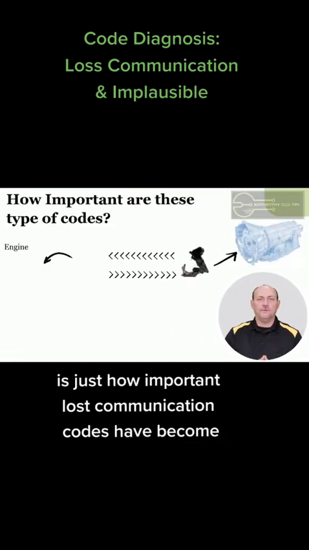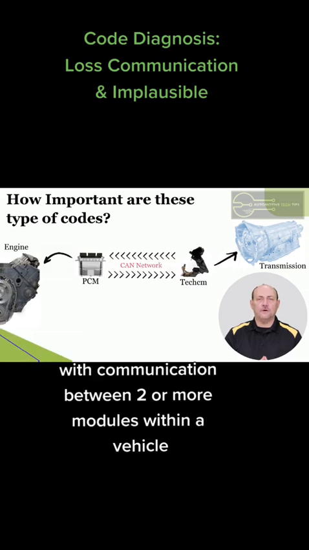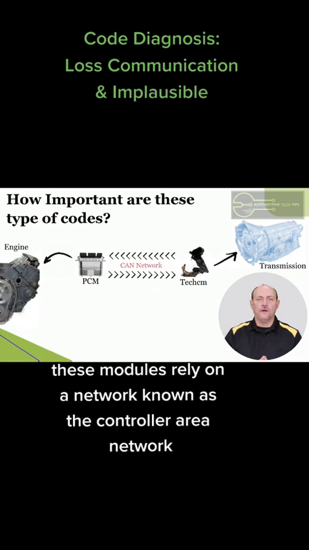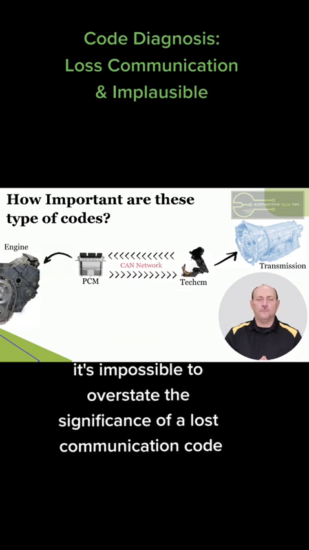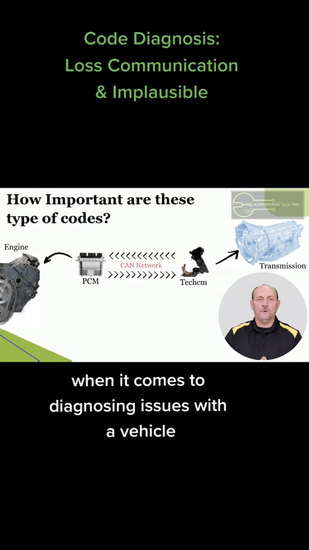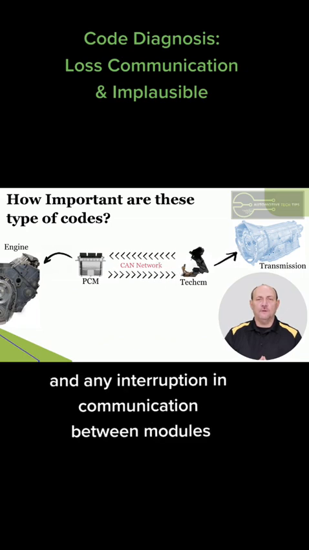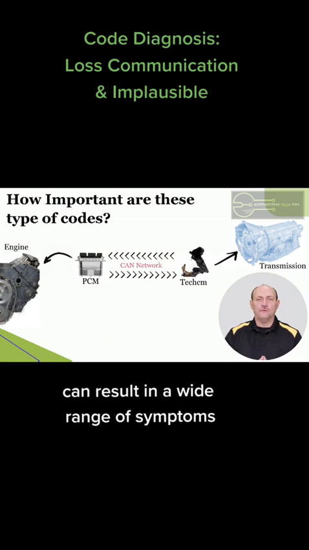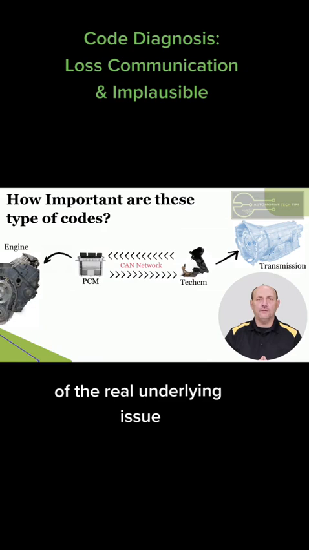The first thing to understand is just how important lost communication codes have become and why they're triggered in the first place. Typically, a lost communication code means that there's an issue with communication between two or more modules within a vehicle. These modules rely on a network known as the controller area network to communicate with one another, and if this communication is lost, it can cause a whole host of problems. It's impossible to overstate the significance of a lost communication code when it comes to diagnosing issues with a vehicle. The reason for this is that the CAN bus network is a critical component of modern vehicle operation, and any interruption in communication between modules can result in a wide range of symptoms. Therefore, ignoring these codes could potentially lead to a misdiagnosis of the real underlying issue.